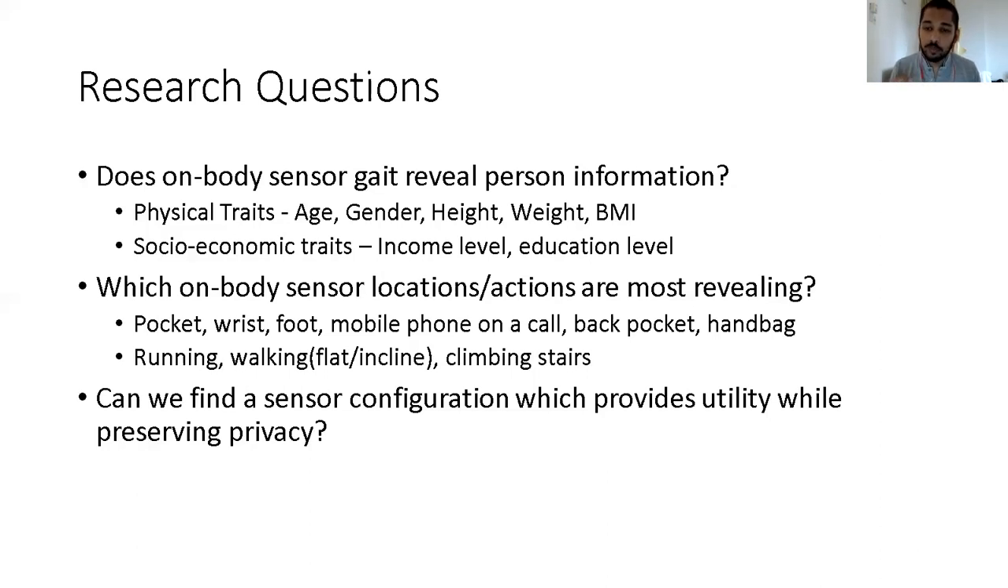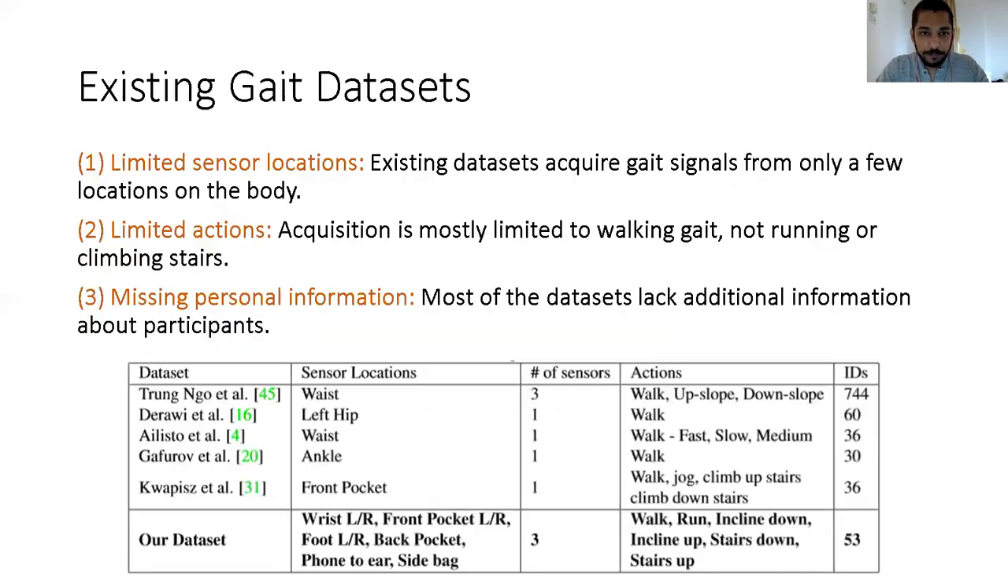We want to be able to provide this Gait utility while preserving the privacy. So for an example, we need to be able to use the Gait signal for authentication, but hide the details about gender and age. So is this possible? These are the research questions we try to answer here.